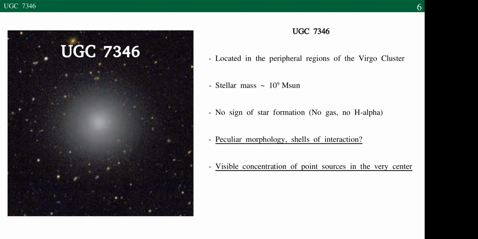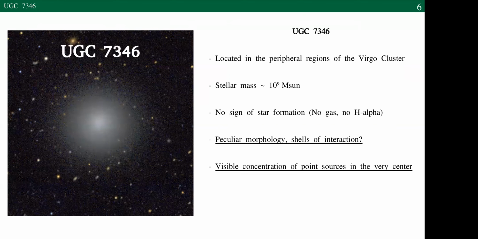So after this brief context on nuclear star clusters, I will go to the analysis of this galaxy. Also, to give a bit of context to this galaxy, it is located in the peripheral regions of the Virgo cluster. Stellar mass is around 10 to the 9 solar masses. There is no sign of star formation in the Sloan spectrum, no H1 detection, so no gas.